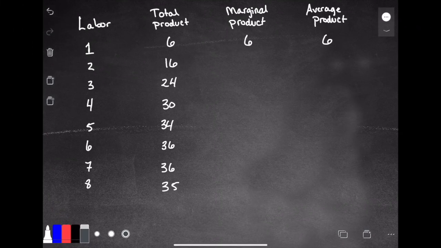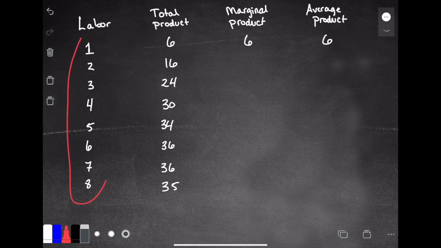Now what I've done is I've just recreated a table from the book. This comes from chapter 7, somewhere in the middle of chapter 7. What I want to do is walk you through how to calculate all these marginal products and these average products.